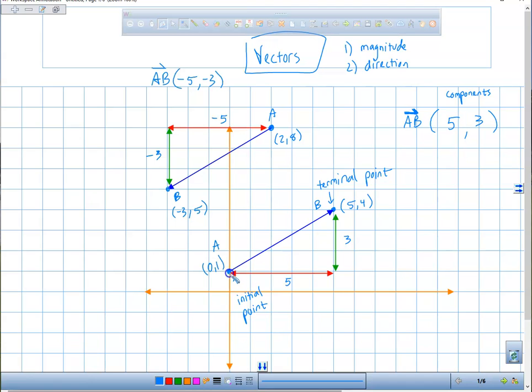Whenever you have a vector, you have an initial point and you have a terminal point. Initial point is where you start, and the terminal point is where you end.